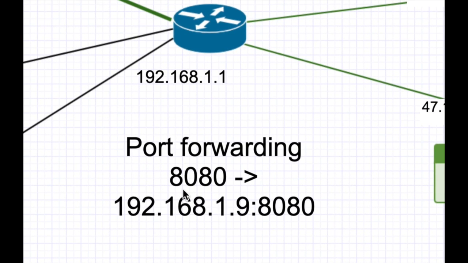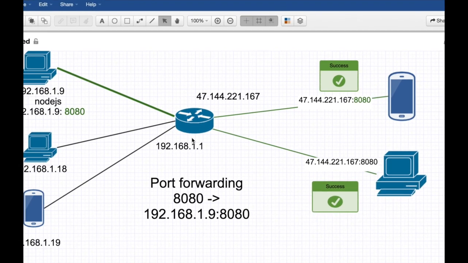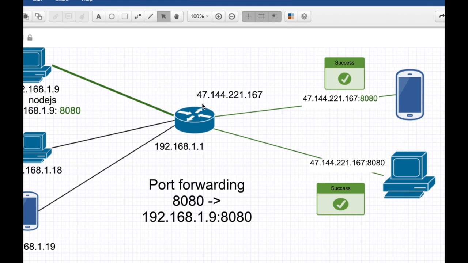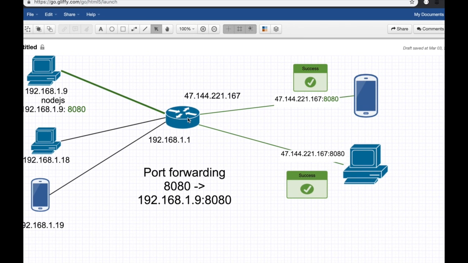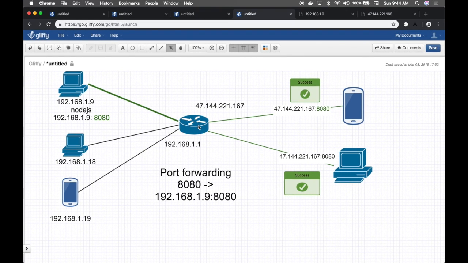You can literally write that in your router. You say, 8080 means 192.168.19. So if the router receives an 8080 request, it will automatically bounce it up to your application, and that's why users will see your application.